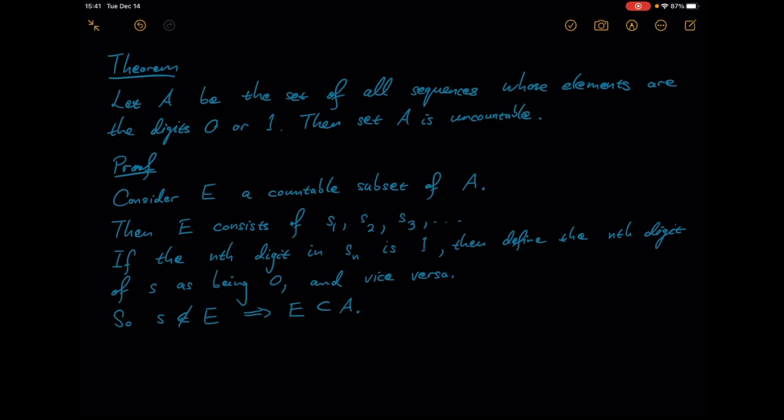So obviously A must be uncountable, because if A were actually countable, then one such E which I could take, because E is a countable subset of A, is the set A itself. But in that case, I would have A as being a proper subset of itself, which is obviously absurd. So the implication of this is obviously that A is uncountable, as every countable subset of A is a proper subset.